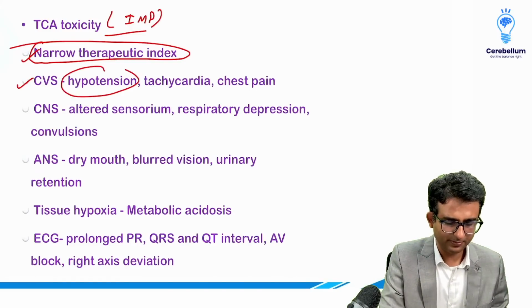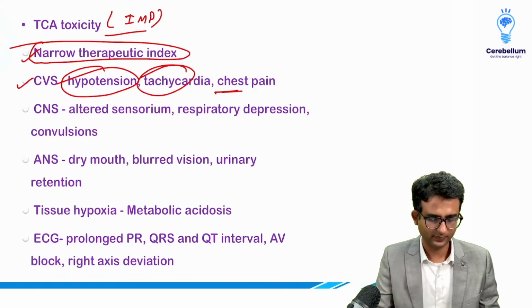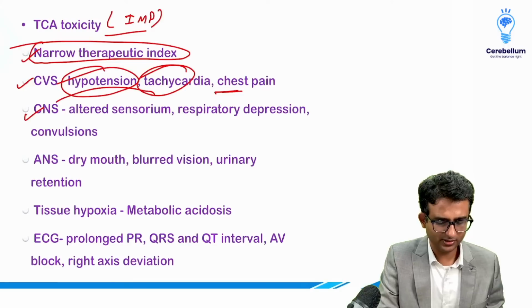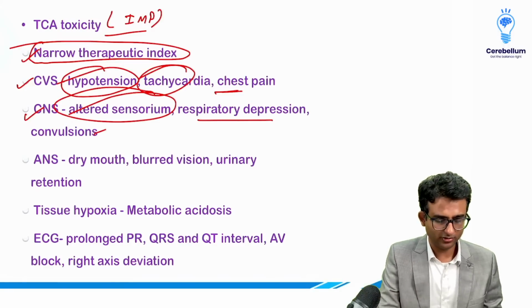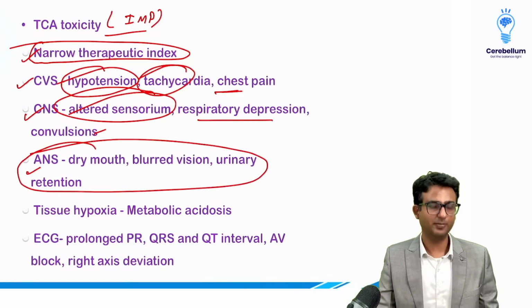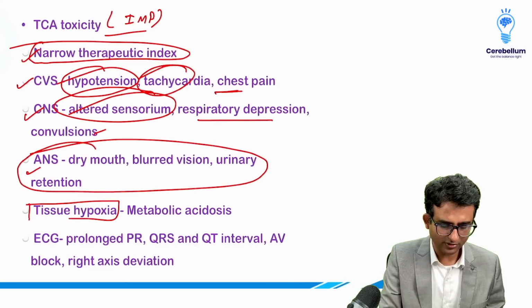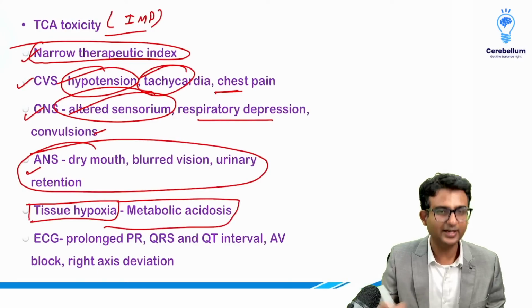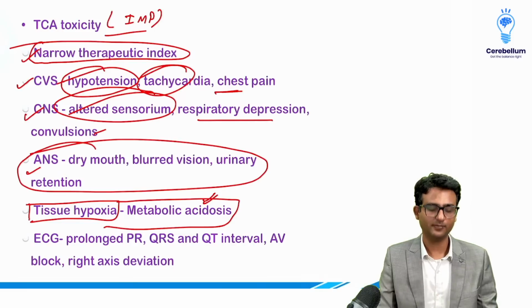In CVS, BP will fall. There will be tachycardia. There might be chest pain. CNS, the sensorium gets altered. There may be respiratory depression and convulsions. Autonomic nervous system, all of your anticholinergic side effects. And because of CVS and CNS impact, there is development of tissue hypoxia leading to metabolic acidosis. Why is it important? We'll see in the next slide.